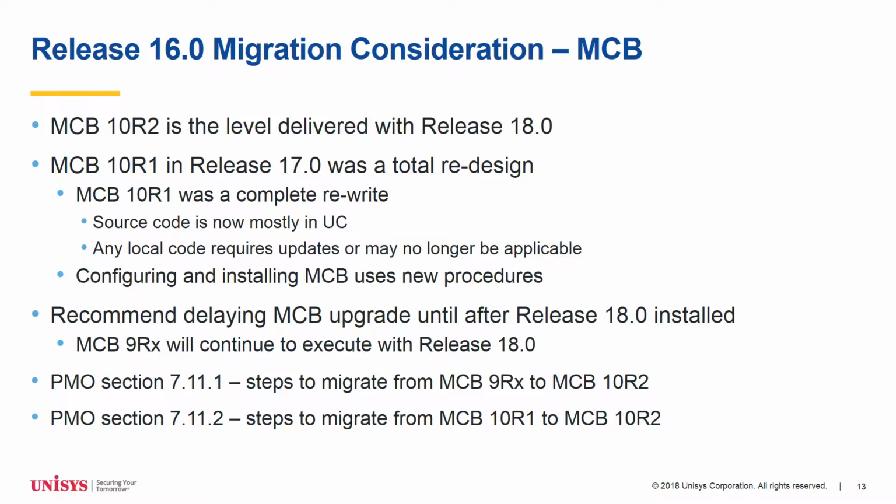Section 7 in the PMO recommends upgrading MCB product as one of the last steps in your migration to release 18. You can continue to run your 9RX level of MCB even after you've moved the rest of your software to release 18, then move up to MCB 10R2 at a later time. In addition, if you're running multiple step control application groups, the MCB 9 and 10R2 levels can coexist in different application groups without any conflicts. So you do not need to upgrade all of your step control application groups to MCB level 10R2 at the same time.